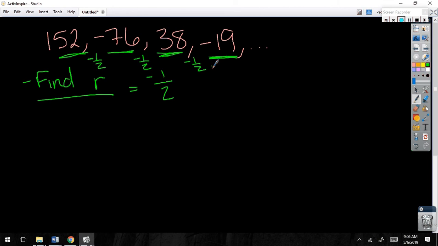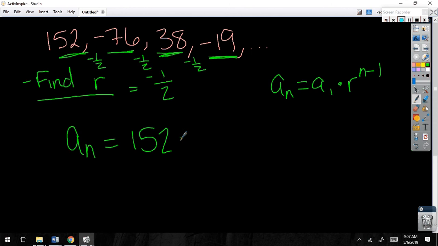Okay. All right, so r is negative 1/2, so now we're going to plug into the formula. a sub n equals, what is the first term? 152. What is r? Negative 1/2. I'm going to put it in parentheses since it's negative, so it doesn't look like subtraction. And then n minus 1. And that's your answer. It's as easy as that, even though we seem to be mind blown. That's all you have to write.